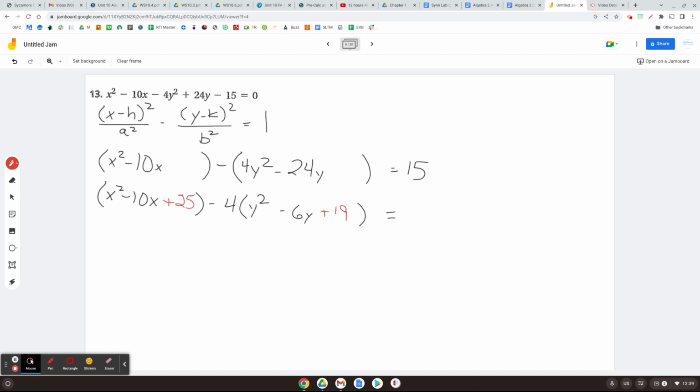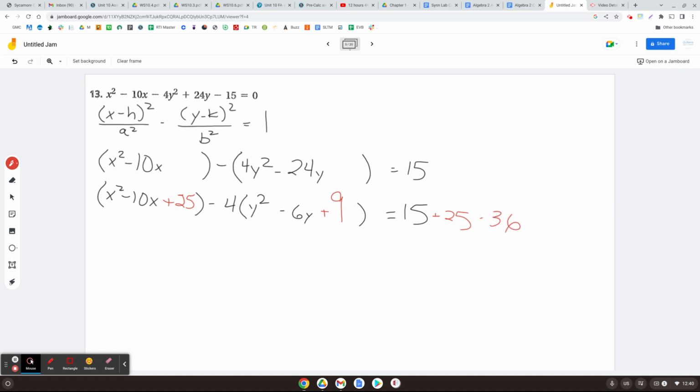Now hold on a second. Let me go back to black real quick. Our 15 was here. No. So I got to add my 25. Why did I put 19? That's supposed to be a 9. Hold on. But the thing is, Rachel, I didn't add a 9. I added a negative 36. That's right. So is that even going to be enough? It is. All right, we're good.